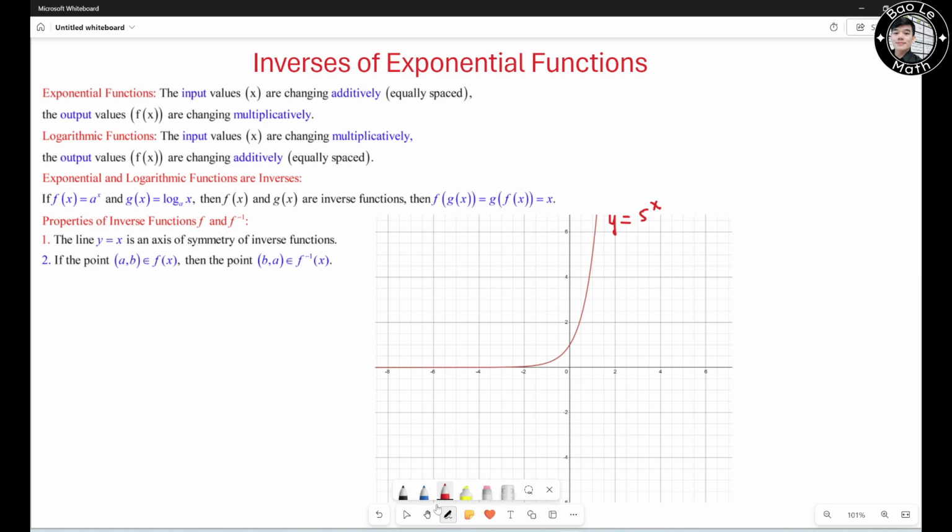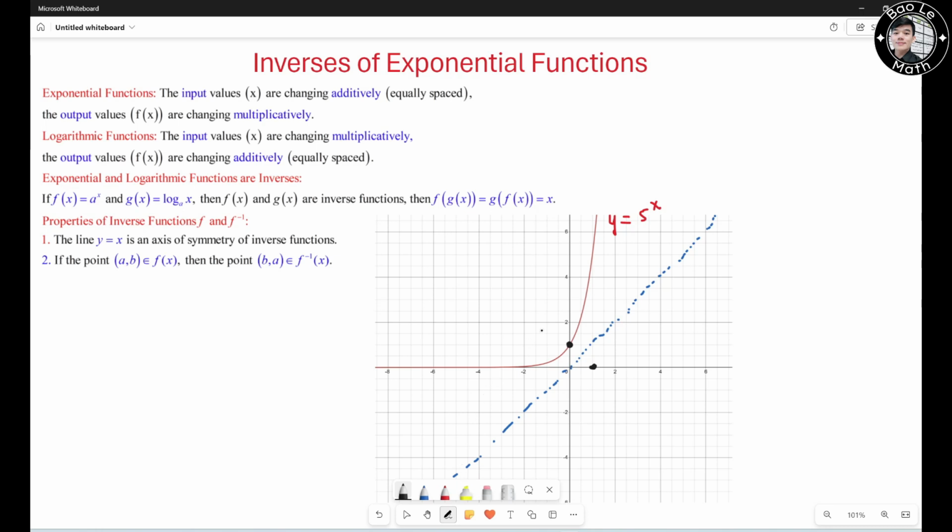So the first thing I need to do is sketch the axis of symmetry. The axis of symmetry is y equals s, passing through the origin and splitting the first quadrant and the third quadrant in half. So it's going to be something like this. Next, I need to find the point on the original function. The y-intercept of this function is going to be 0, 1, and then the point on the inverse function should be 1, 0, right? So it's going to be right here.